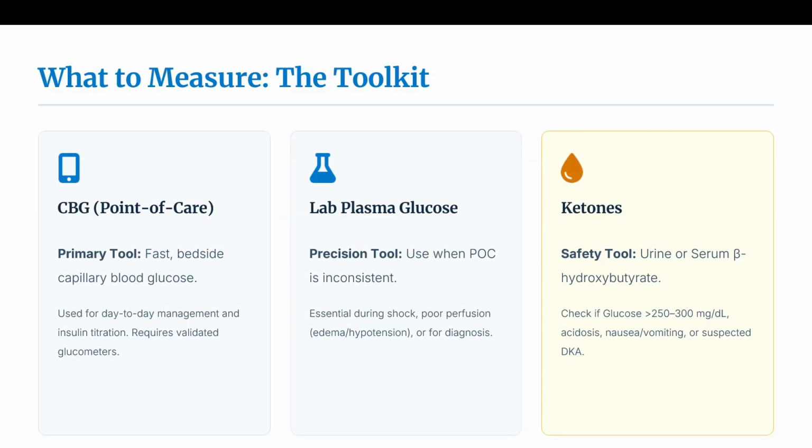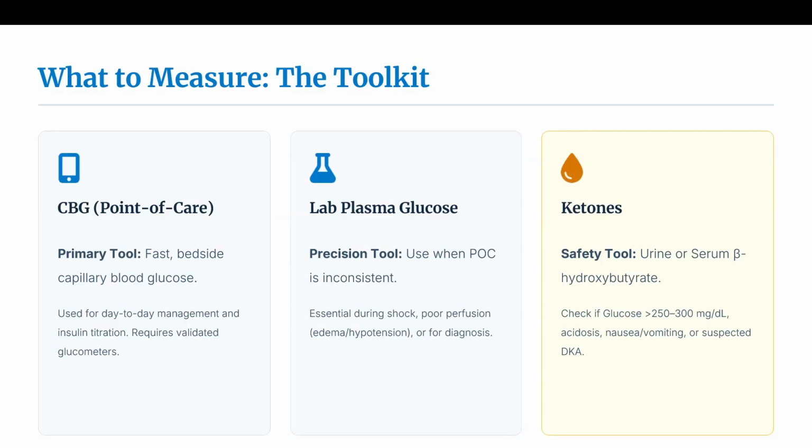Lab plasma glucose is used when POC is inconsistent, essential during shock, post-perfusion, edema, hypotension, or for diagnosis of hyperglycemia. As a general rule, lab plasma glucose value is 10 to 20 milligram per deciliter lower than the capillary blood glucose, as the capillary measurement is of whole blood glucose, whereas the lab measures plasma glucose.